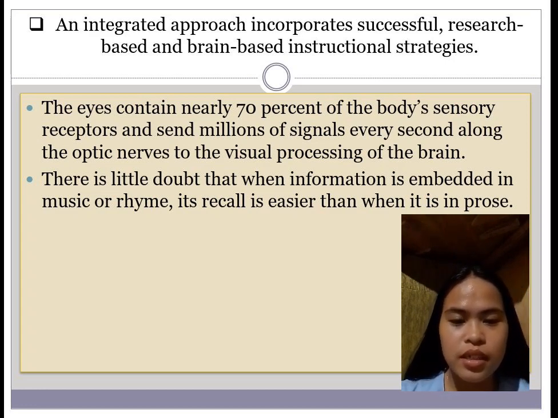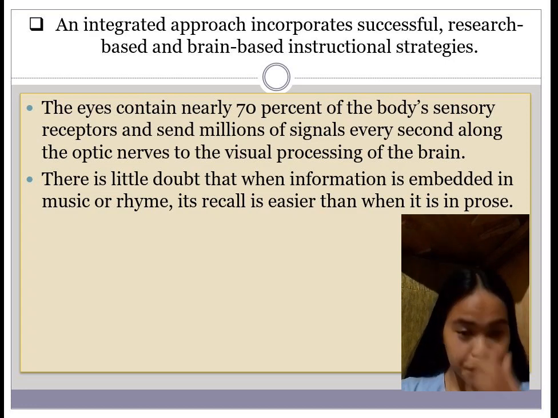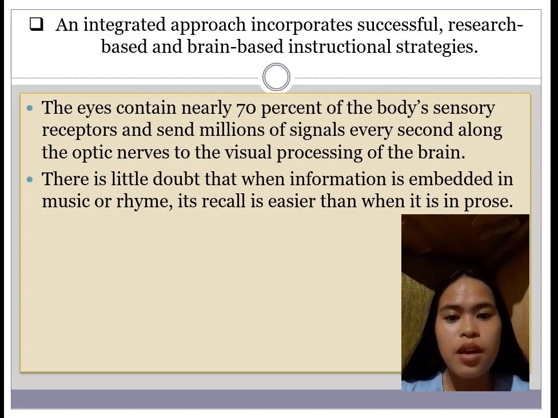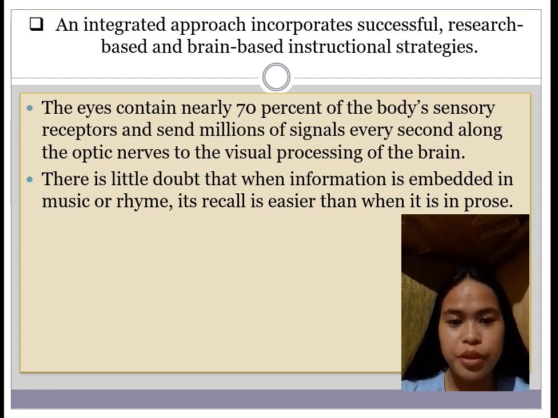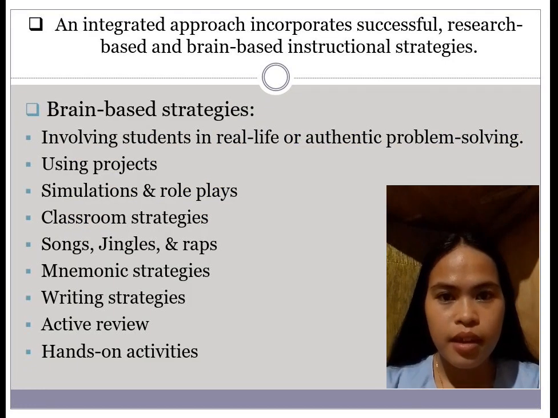So there is little doubt that when information is embedded in music or rhyme, its recall is easier than when it is in prose. For instance, if you are asked to write the pambansang awit, of course, you have to sing the song in order to remember the lyrics.